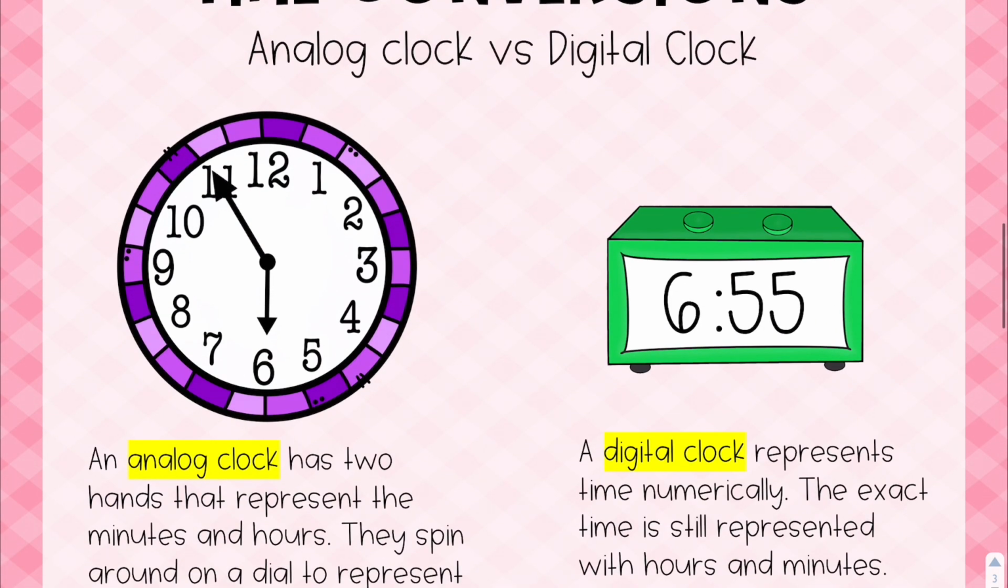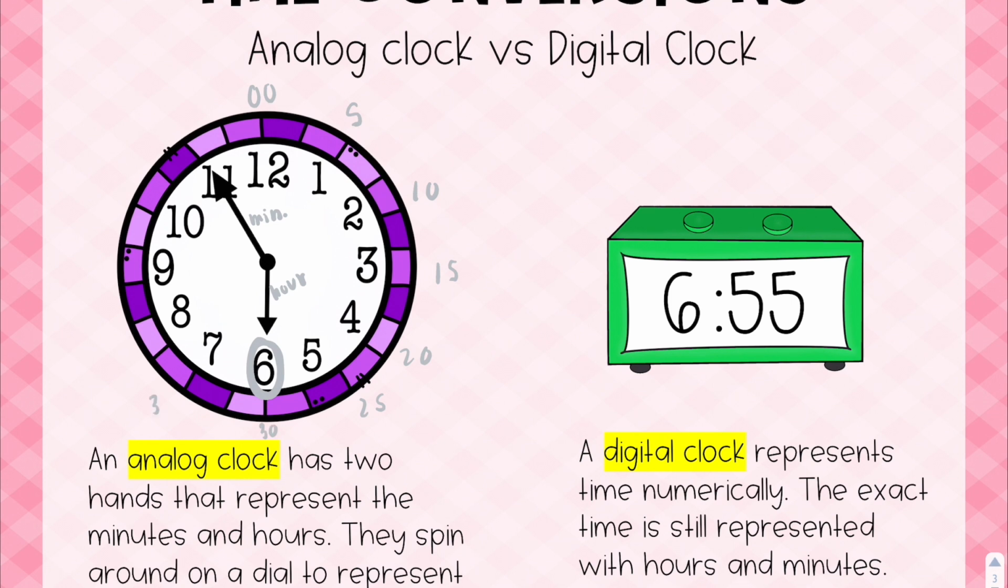Now we're going to talk about an analog clock versus a digital clock. Many of you probably have digital clocks in your houses. I have one in my room. I use it as my alarm clock, but I know that some of you may have a microwave that shows a digital clock. An analog clock is like one that we have in our classroom. It's right by our door, and then we have the schedule next to it.